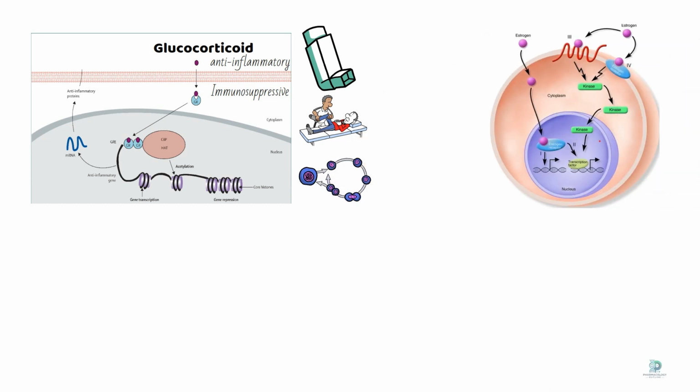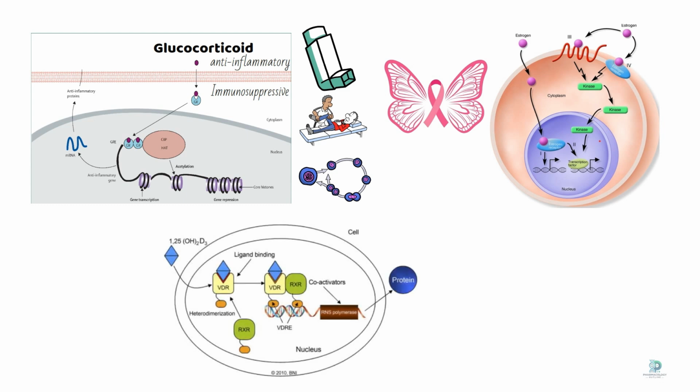Estrogen receptors. These receptors play a critical role in reproductive health and are targeted by drugs for hormone replacement therapy and the treatment of estrogen receptor-positive breast cancer. Vitamin D receptor. This receptor is involved in calcium homeostasis and bone health. Drugs targeting this receptor, such as vitamin D analogs, are used in the treatment of osteoporosis and other bone disorders.